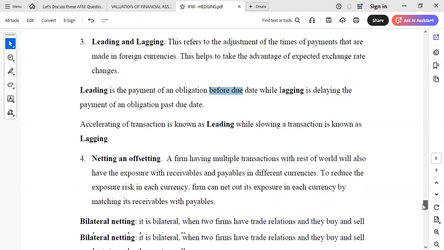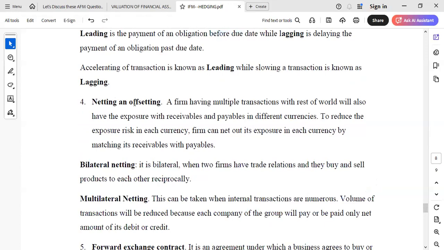Netting normally happens with groups that have different transactions in different countries.